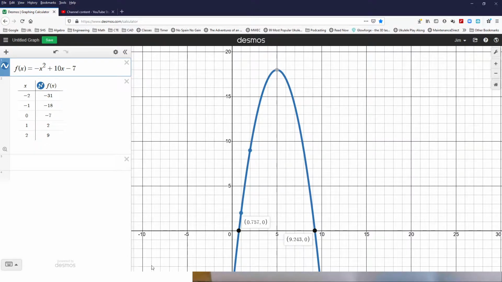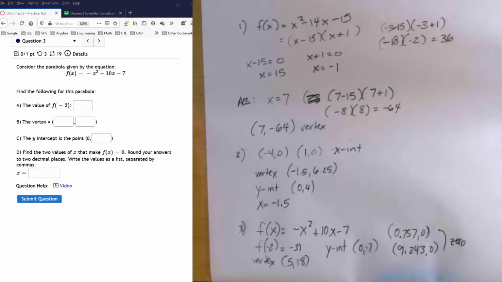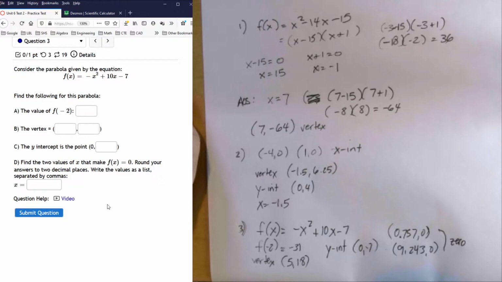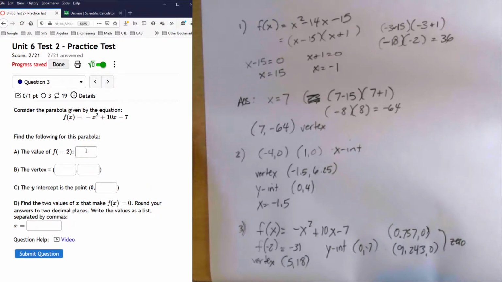Okay, so I think we've got everything captured there. So switch back to our problem here. And so I've written down some of that information there. And so again, here they ask us for the value of f of negative 2. That we said that was negative 31. The vertex was at 5, 18. The y-intercept was at the point 0, negative 7.